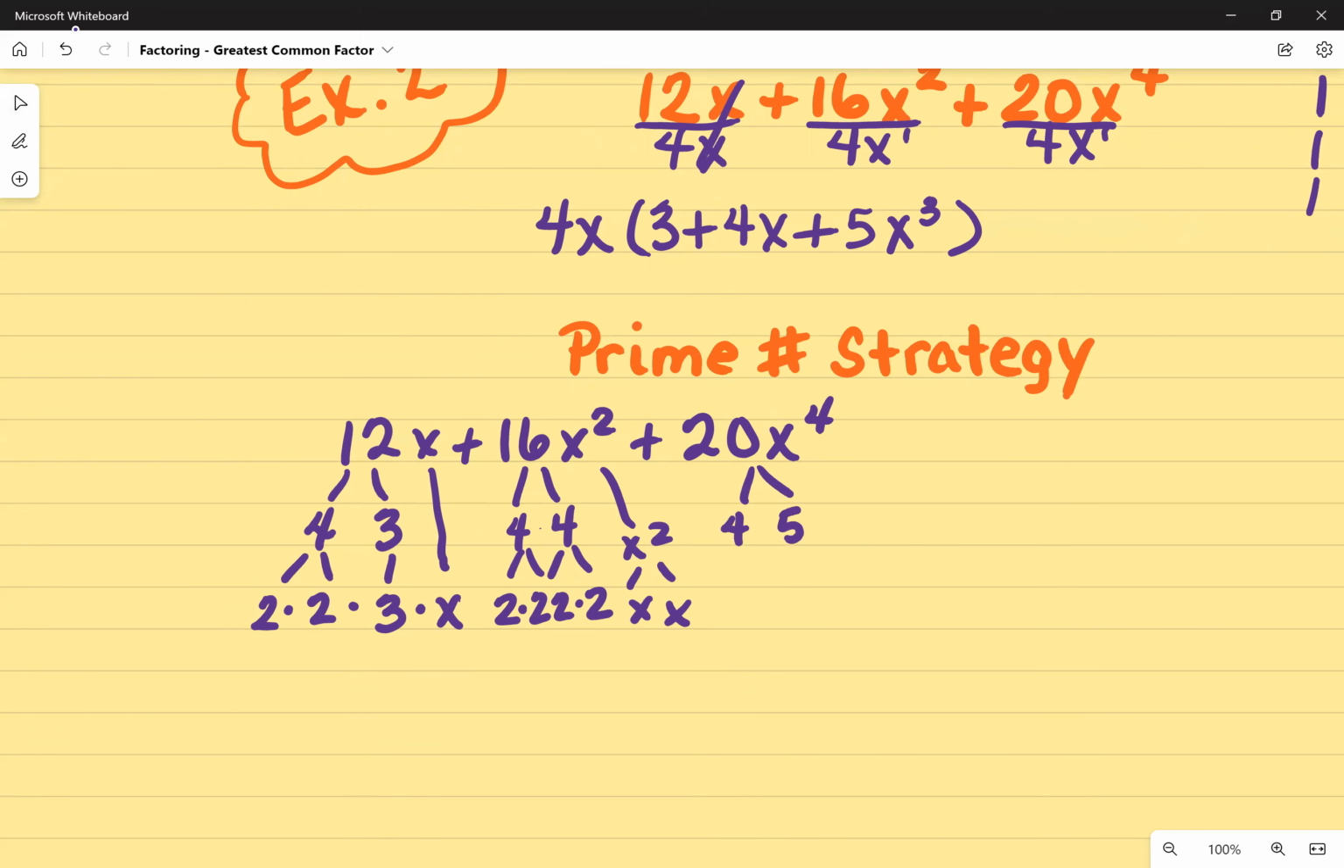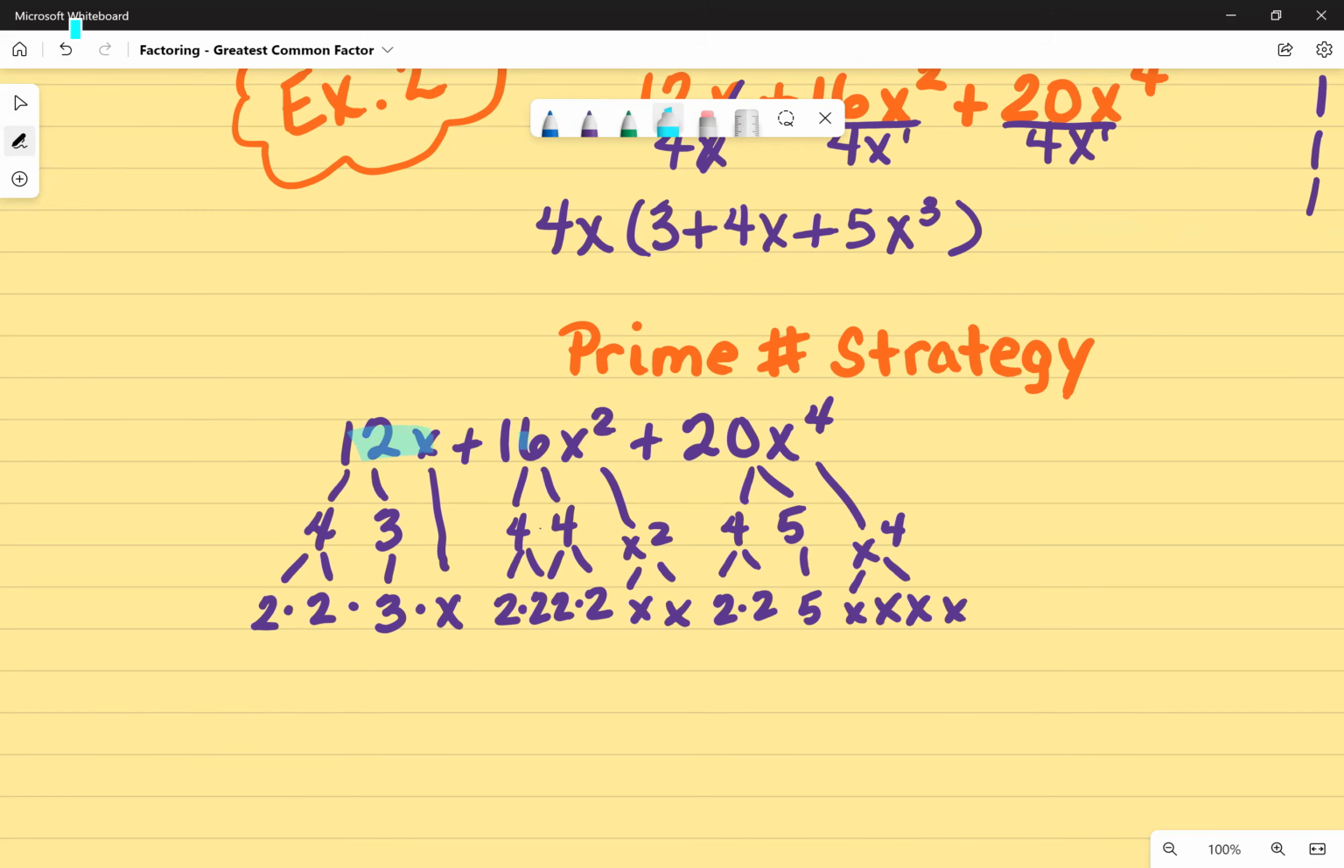So 20 is 4 times 5, which is 2 times 2. Can't do anything with that 5. This x to the 4th is really 4 x's. So x times x times x times x. So now what you're doing is you're trying to go to each one of the branches of each term, let's just say that, and see what do they all have in common. And they all have to have it in common in order for it to be a greatest common factor.